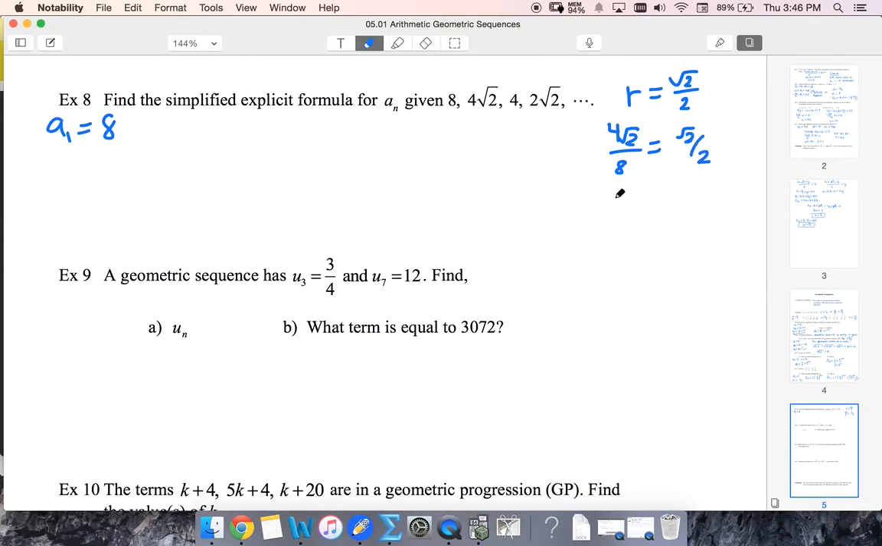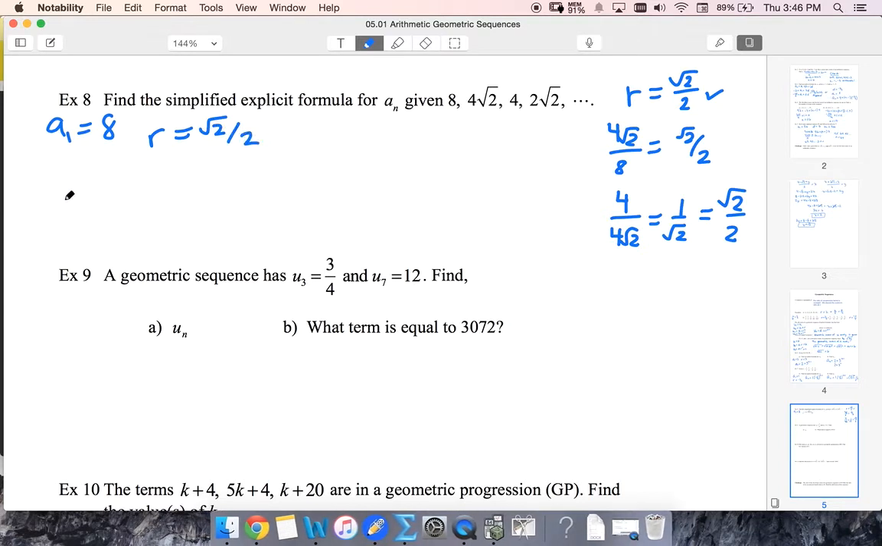I need to test it again. 4 divided by 4 root 2, that's 1 over root 2. But if I multiply the top and bottom by square root of 2, I get root 2 over 2. So that is my r value, root 2 over 2. So a_n is going to be 8 times root 2 over 2 to the n minus 1 power.